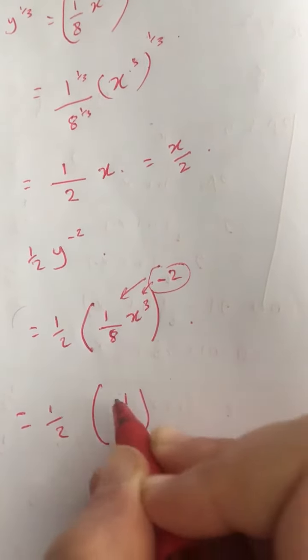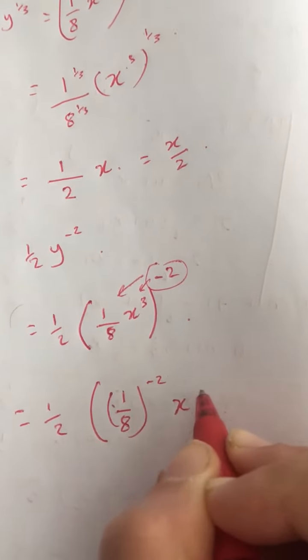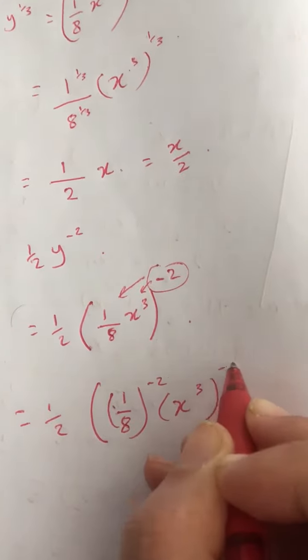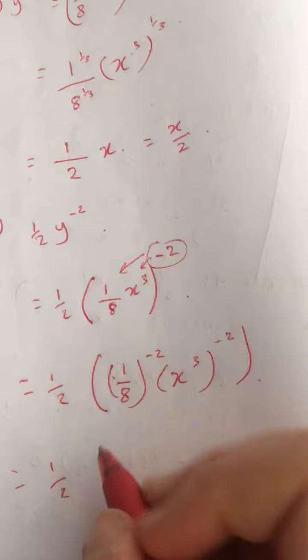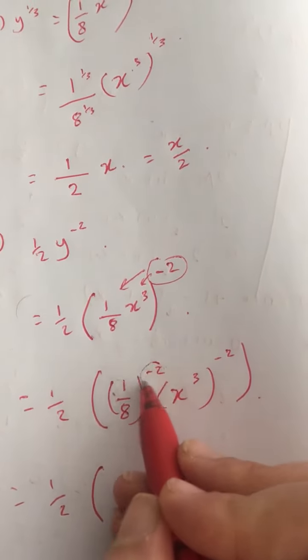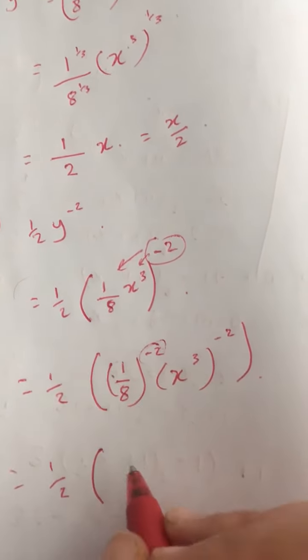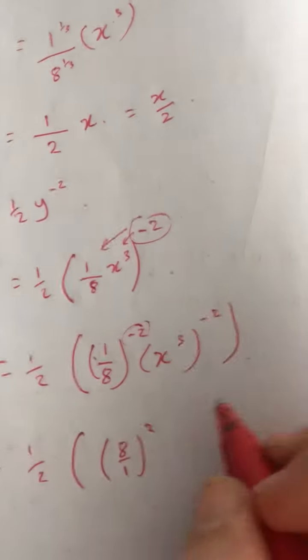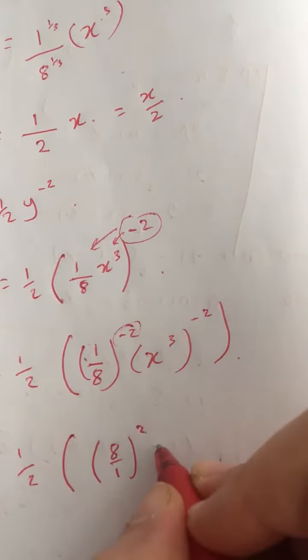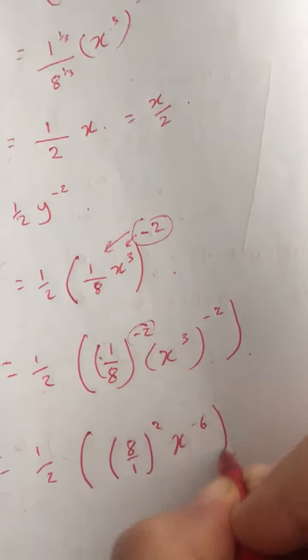1 over 8 to the power negative 2 and x to the power 3 to the power negative 2, and that's half. To make this positive, all I have to do is flip the fraction, so 8 over 1 squared, and this I have to multiply together to give me x to the power minus 6.